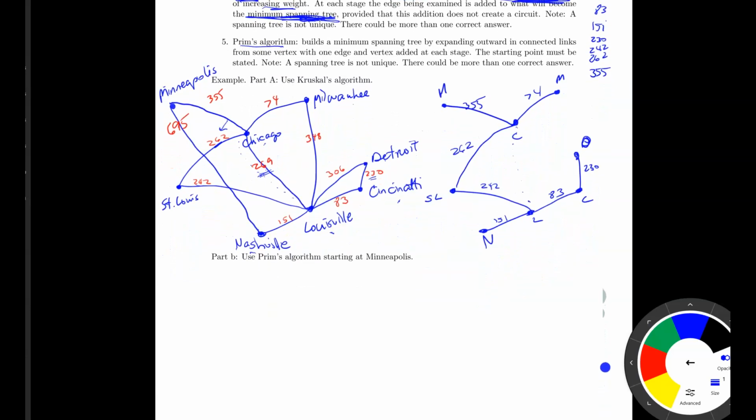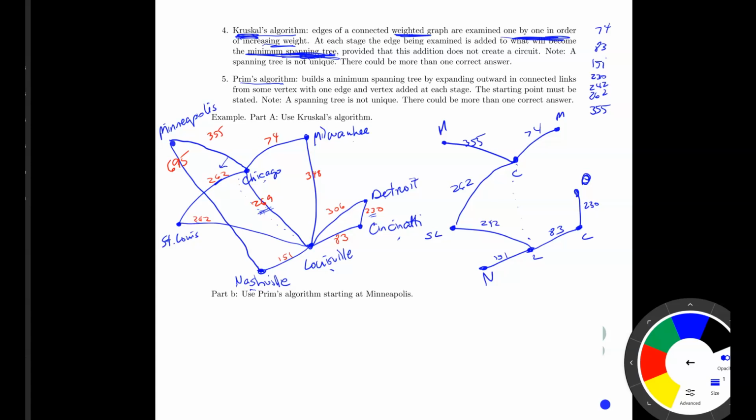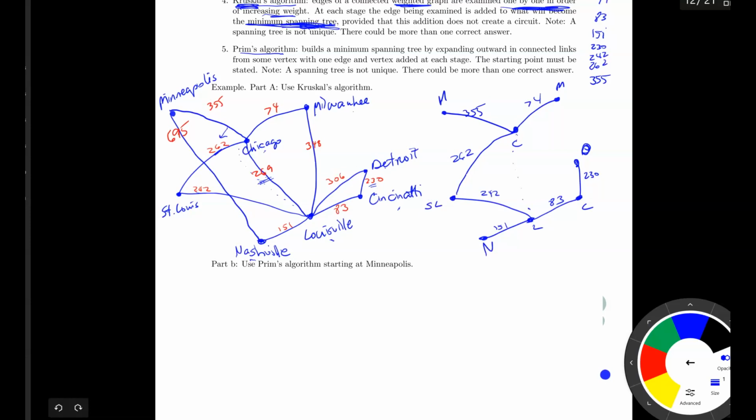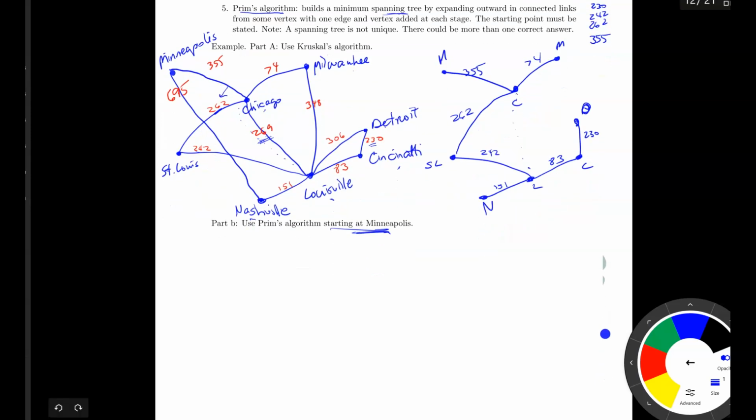Kruskal's method is you just add one at a time, and you saw that it wasn't connected at one point, right? Prim's method builds a spanning tree, and it'll always tell you where to start, and we always want to keep it connected. We don't always have to continue on from the same place, but we have to keep it connected. So if we're starting at Minneapolis, I want to pick the smallest weight. The smallest weighted edge would be the 355, right? So I'm going to include that one. That gets me to Chicago.